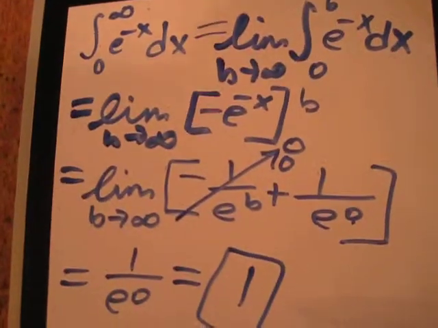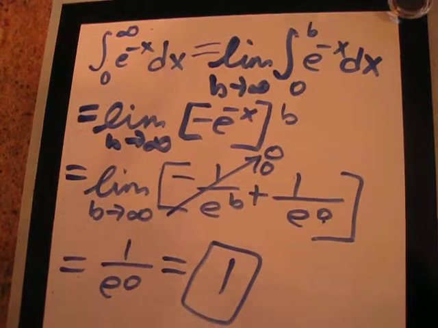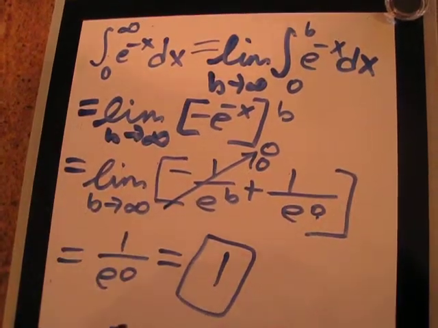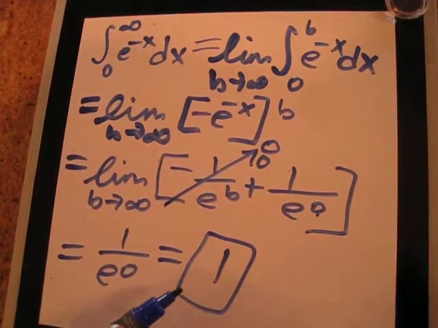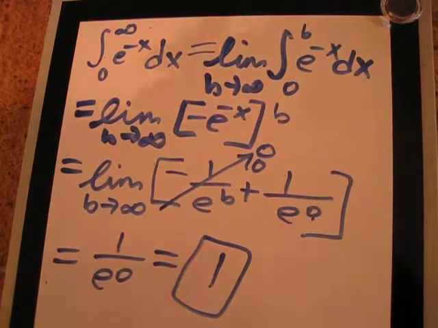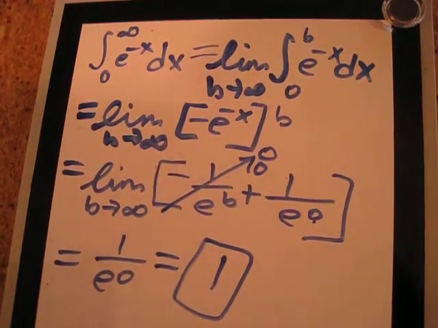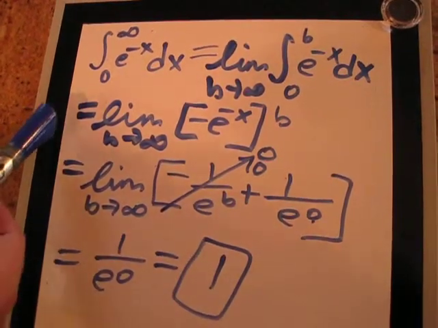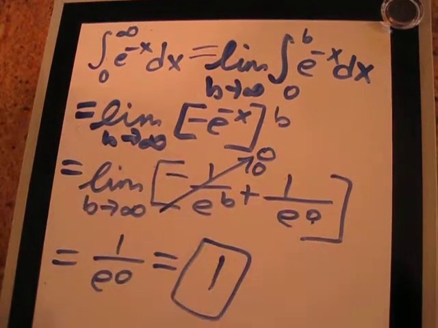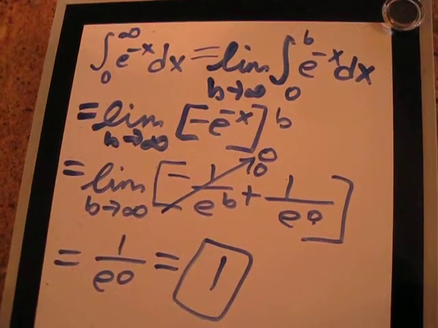So this is a convergent improper integral, because when we evaluate the integral, we come up with an answer that is not a form of infinity. And so that is how you would evaluate the improper integral, which is the integral from 0 to infinity of e to the negative x dx.